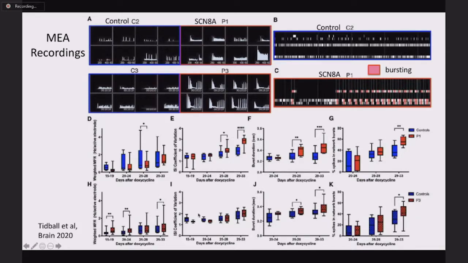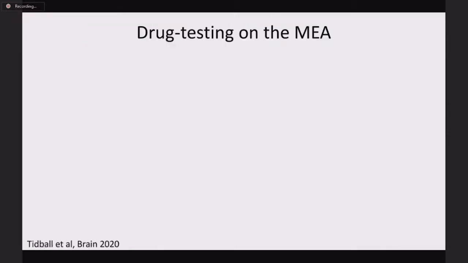And there are different measures we can look at for excitability, such as firing rate, burst duration. One of the useful ones is percent of spikes in network bursts. So these are different neurons within the same well all firing at the same time, and how many spikes in a burst fire. And you can see over time it increases, but it's higher in the patients compared to the controls. And we use this platform to test drugs on the MEA.